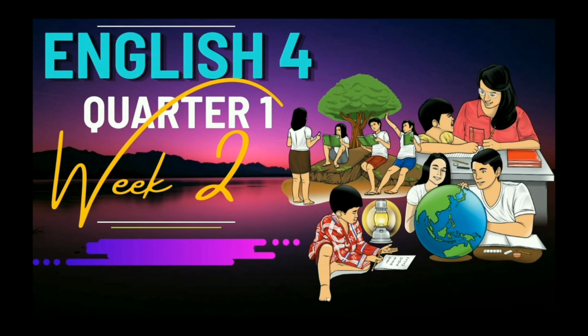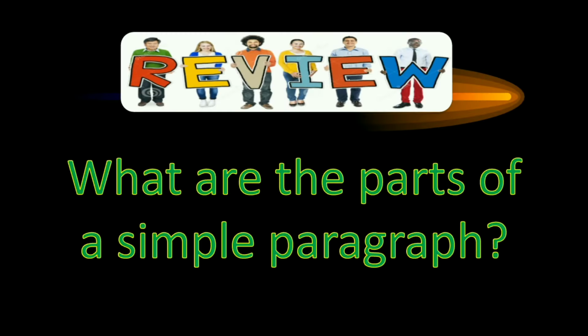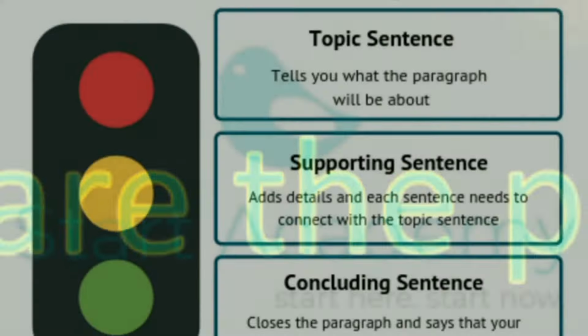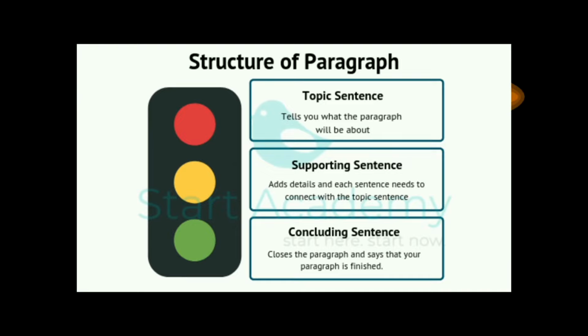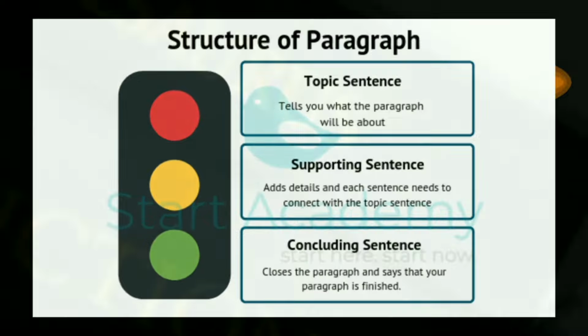So last time we finished the parts of a simple paragraph. Before we move on to the next topic, let us recall its basic parts. What are the parts of a simple paragraph? We have the topic sentence, which tells you what the paragraph is all about. We also have the supporting details, which are additional details that support the topic sentence. And lastly, we have the concluding sentence, which serves to close the paragraph so that the readers know that they have finished reading the paragraph.